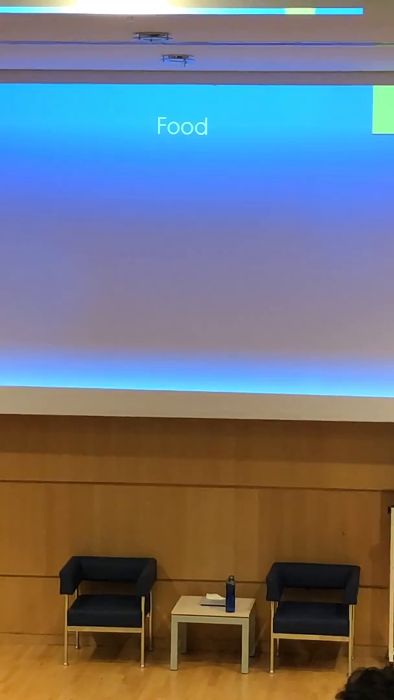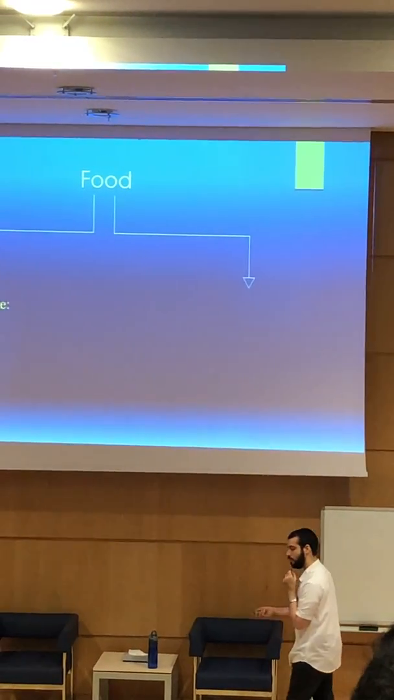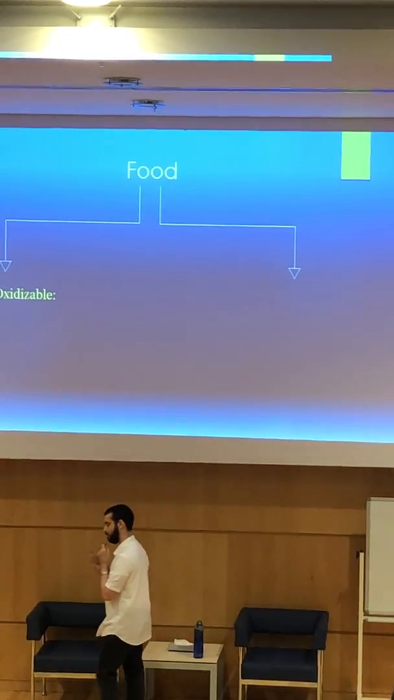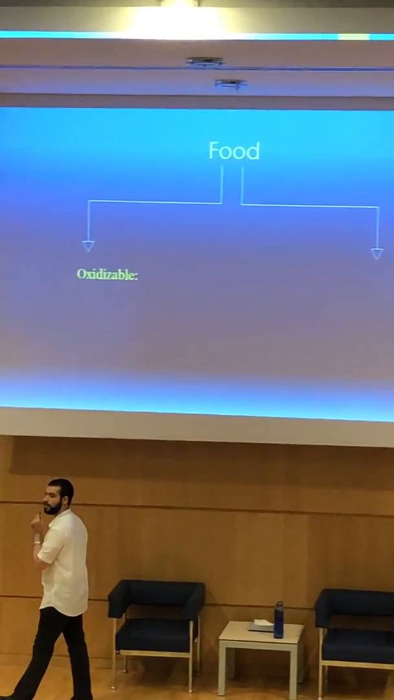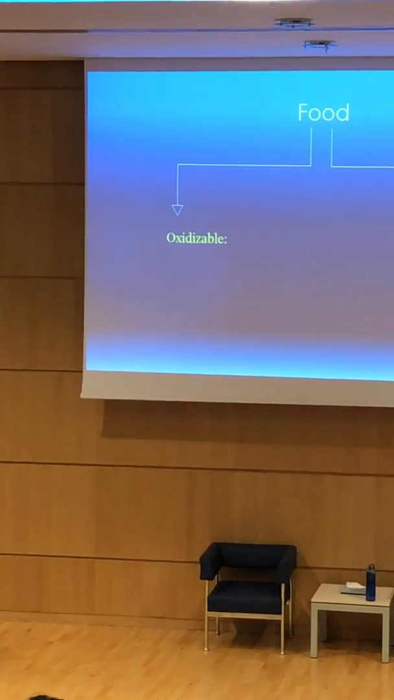Now, let's talk about food. Food in a biochemical context is subdivided into two categories. We have oxidizable food. This is the types of food that we can deal with, we can change, we can break, we can do whatever we want with. Does anybody have an idea what would be put under oxidizable food?